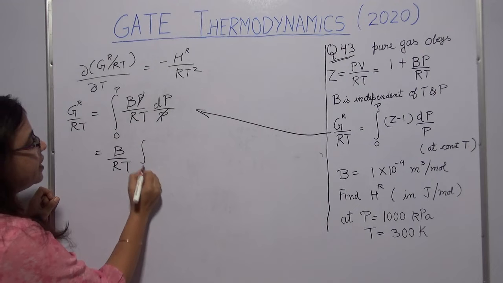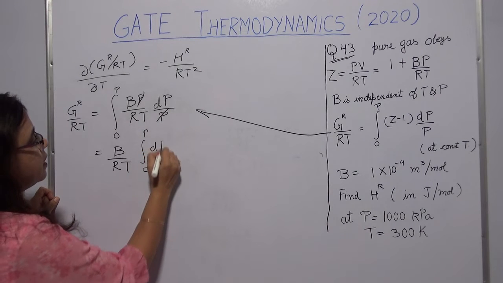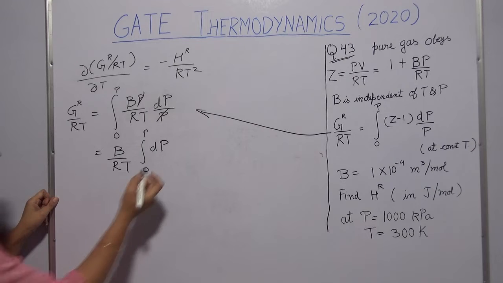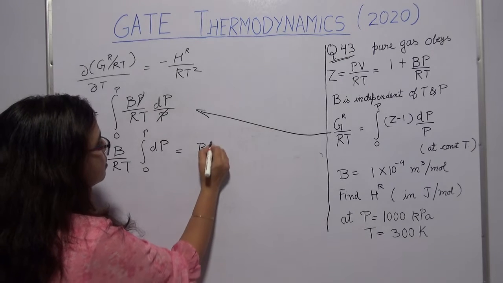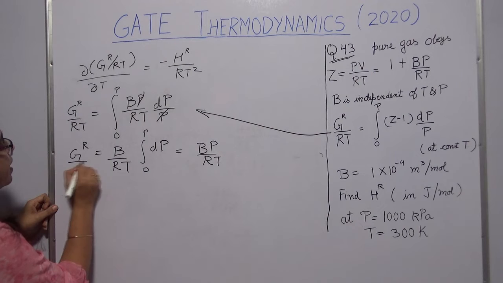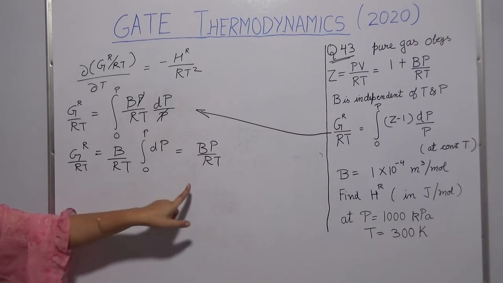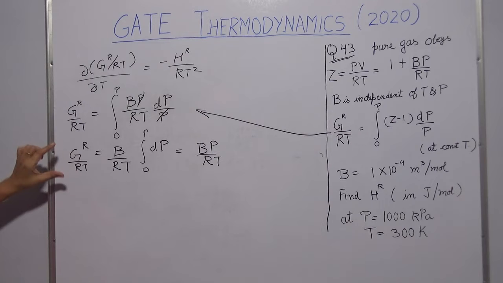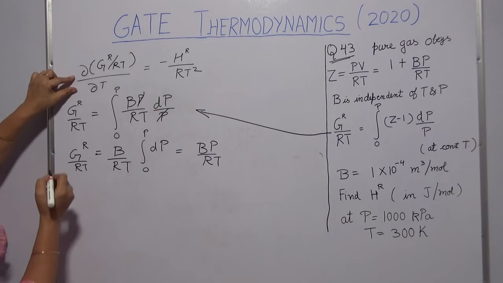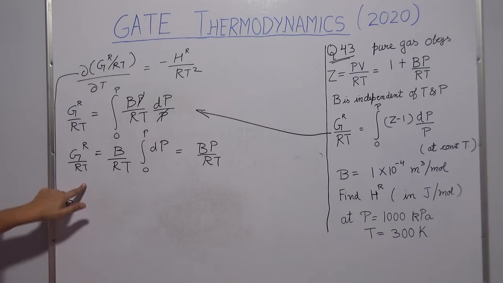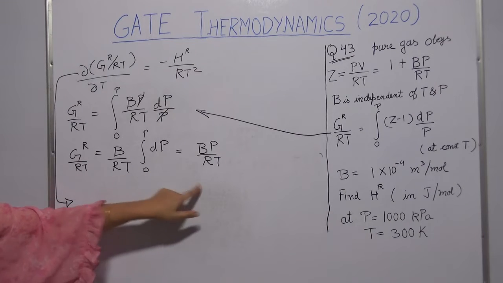Okay, so the integral which is left is the integral from 0 to P of dP, which will be, if I apply limits after integration, P minus 0. So your integral now becomes BP by RT. Okay, so you have your GR by RT, that is equal to BP by RT. Now go ahead and take a differential of this, because now I am going to use this equation. So now your GR by RT is equal to BP by RT.